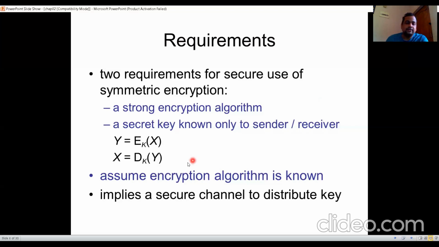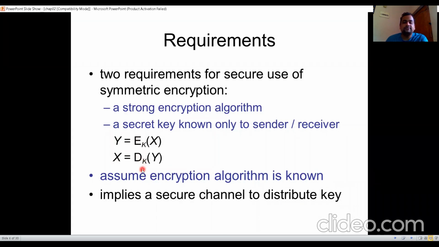So let y equal E_k of x. What is the exact meaning of this? Let x be my plain text, the original text. y is my ciphertext. To find the ciphertext, we go for encryption using key k on the original plain text x. Similarly, to find the original plain text x, we go for decryption using the same key k.